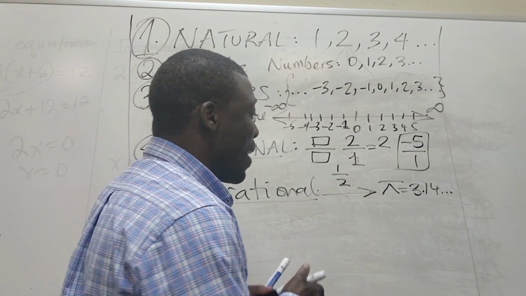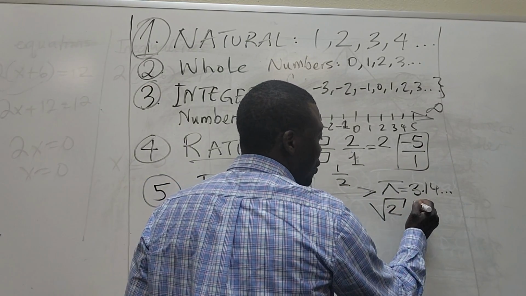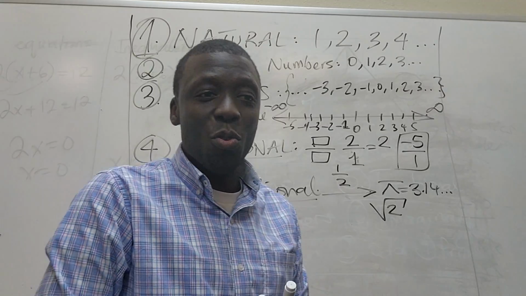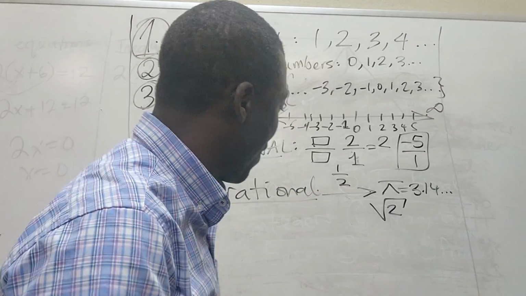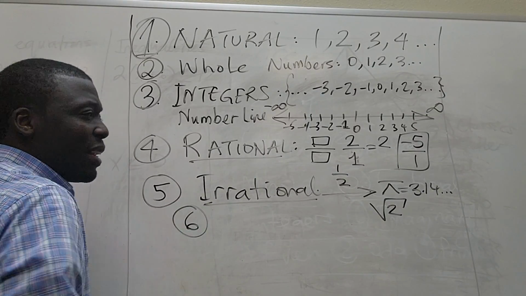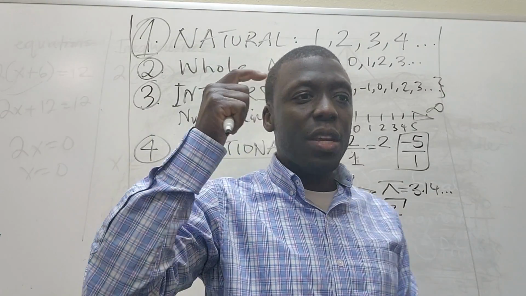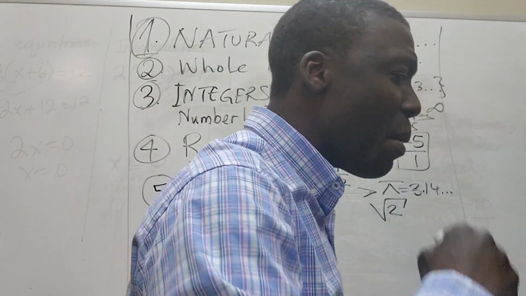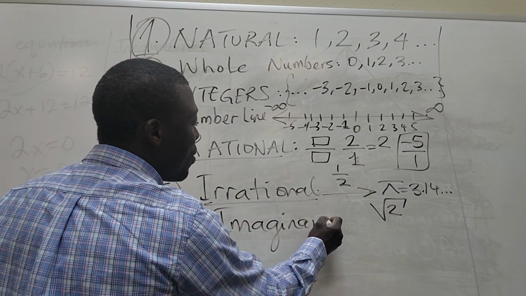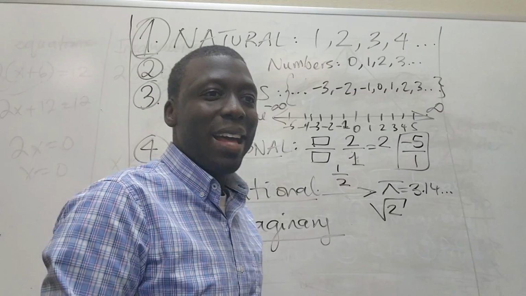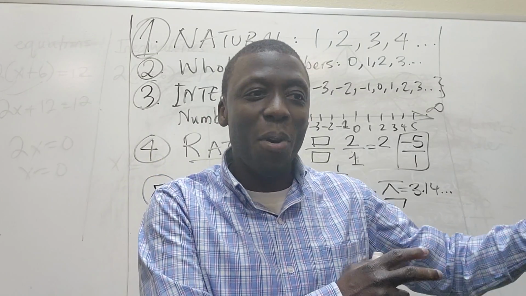The square root of any prime number is also irrational. So like the square root of 2 is irrational. And we're going to talk about what prime numbers are in a second. Very good. Number 6. We're going to do even, odd, and prime, but first, let's do imaginary. Imaginary numbers are numbers that are not in the real number category.